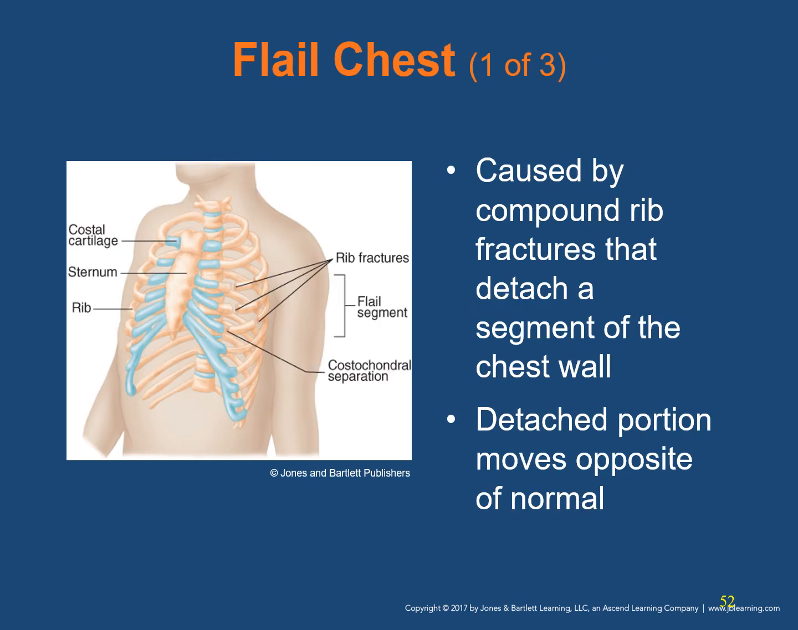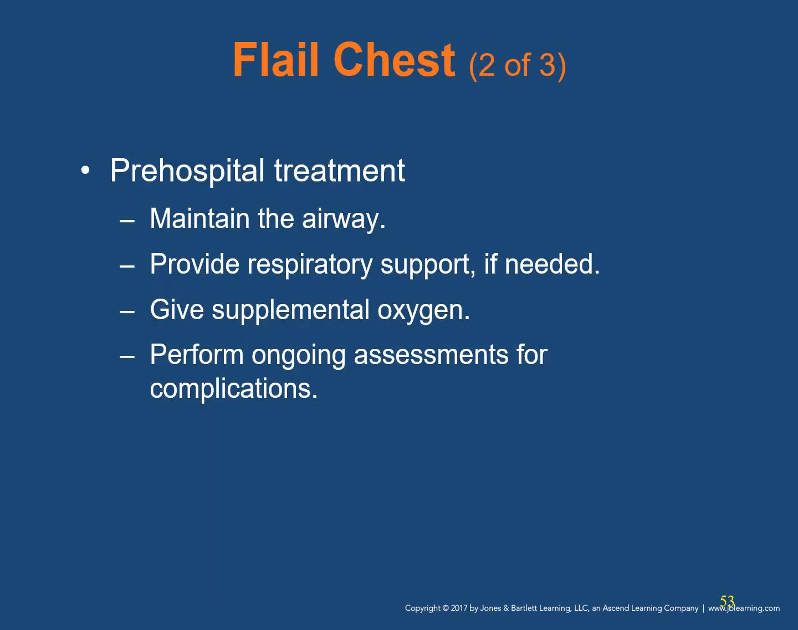Flail chest, caused by compound rib fractures that detach a segment of the chest wall from the rest of the thoracic cavity. The detached portion of the chest wall moves opposite of the normal paradoxical motion, in during exhalation and out during inhalation. Paradoxical motion is a late sign of a flail segment. Pre-hospital treatment: maintain the airway, provide respiratory support if needed, give supplemental oxygen, perform ongoing assessments for possible pneumothorax or other respiratory complications.